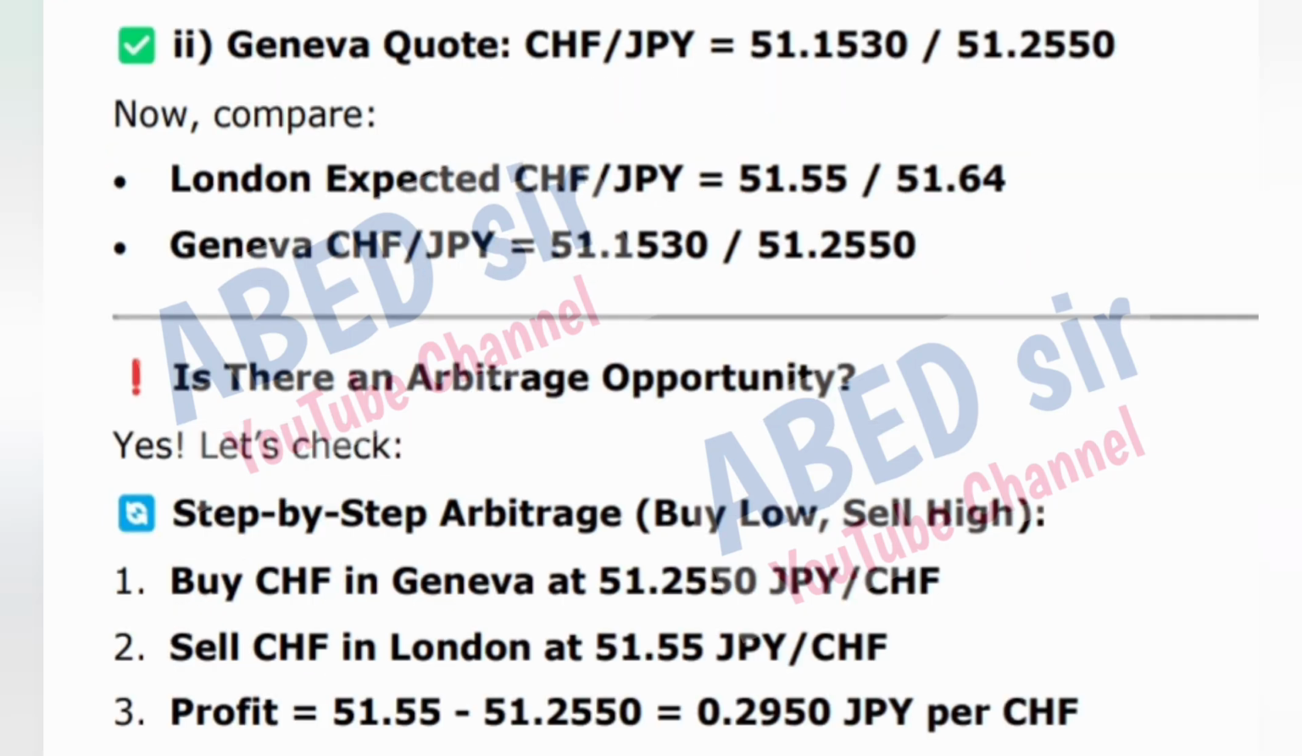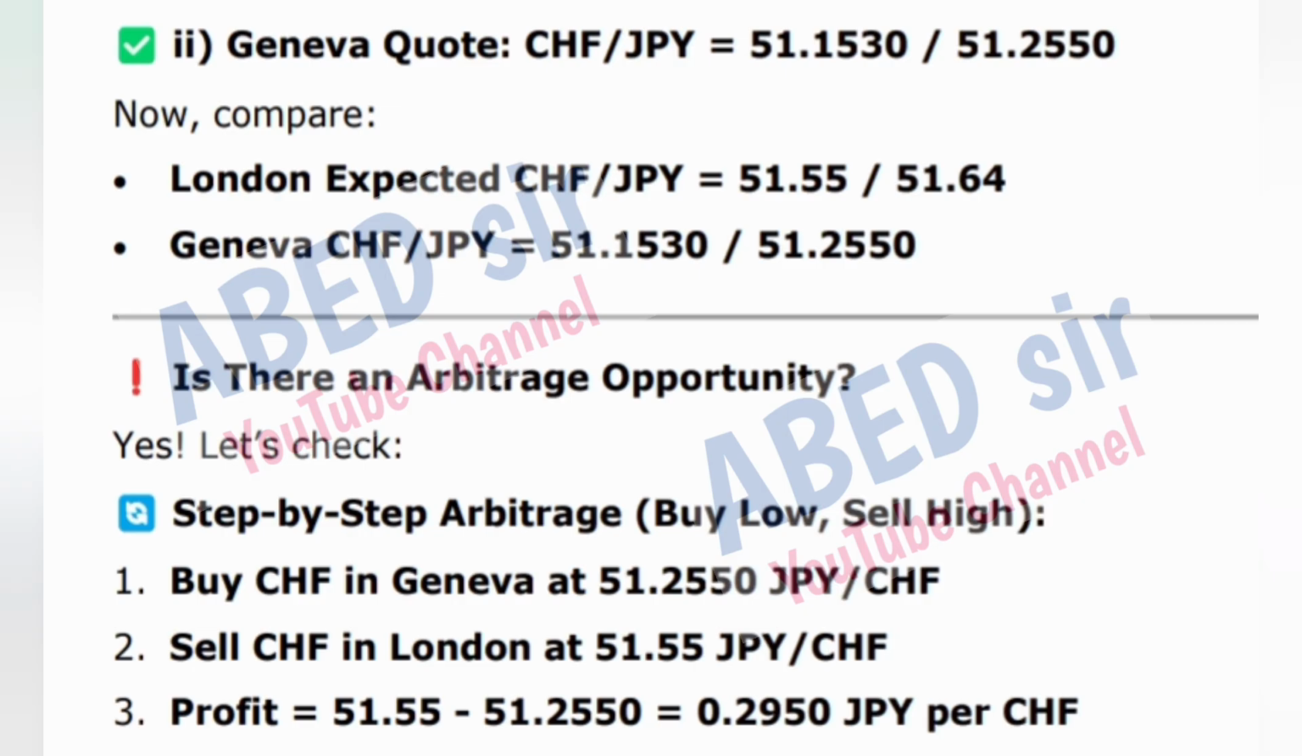2. Geneva quote. Swiss franc to Japanese yen is equal to 51.1530/51.2550. Now, compare. London expected Swiss franc to Japanese yen is equal to 51.55/51.64. Geneva Swiss franc to Japanese yen is equal to 51.1530/51.2550. Is there an arbitrage opportunity? Yes. Let's check. Step-by-step arbitrage: buy low, sell high.